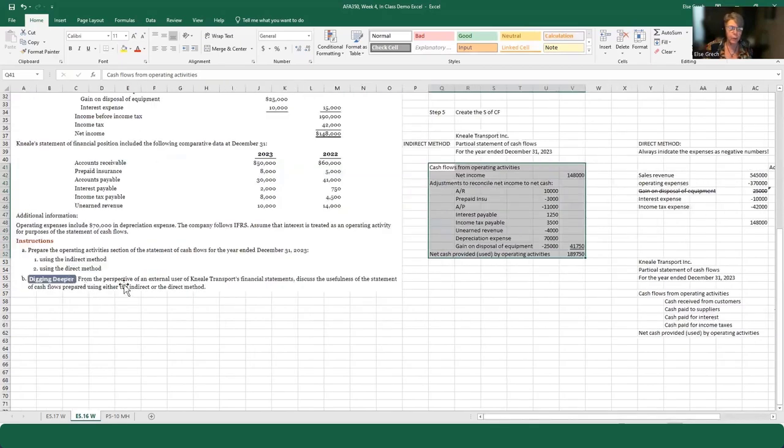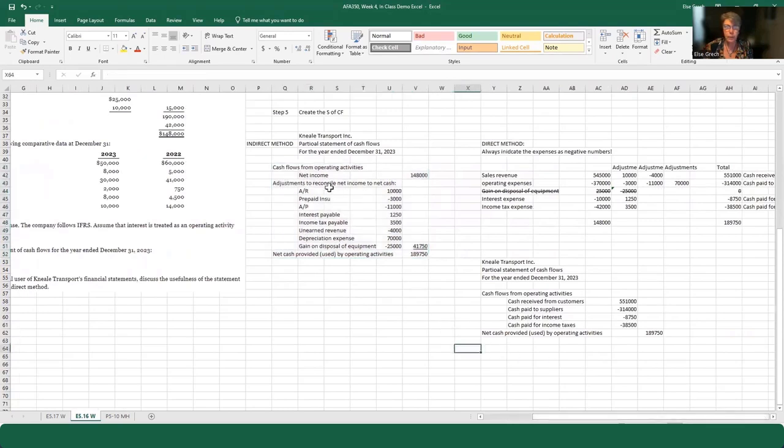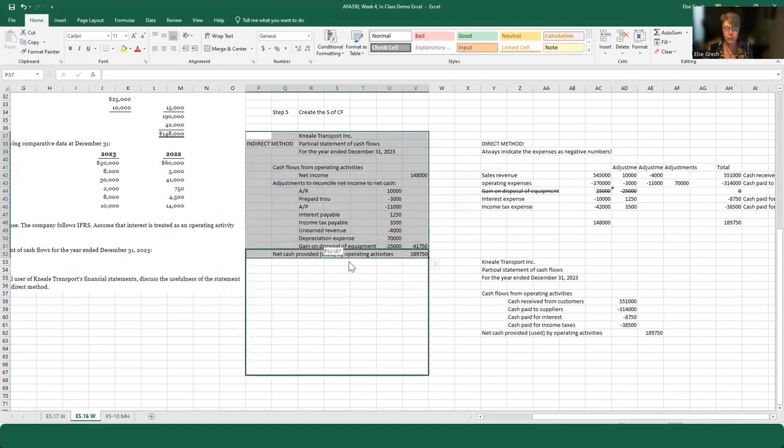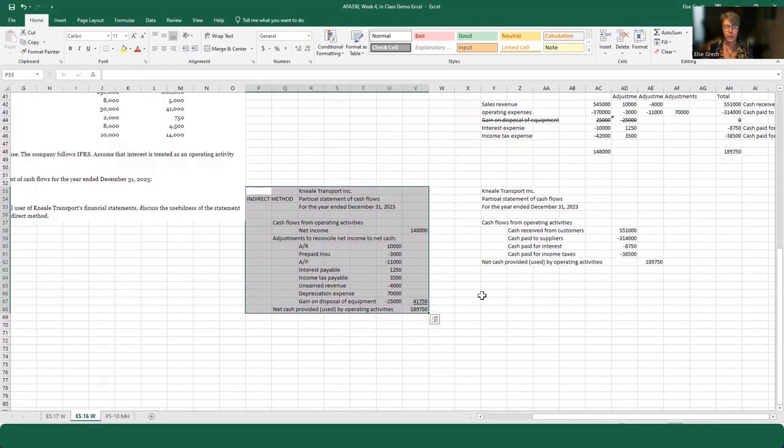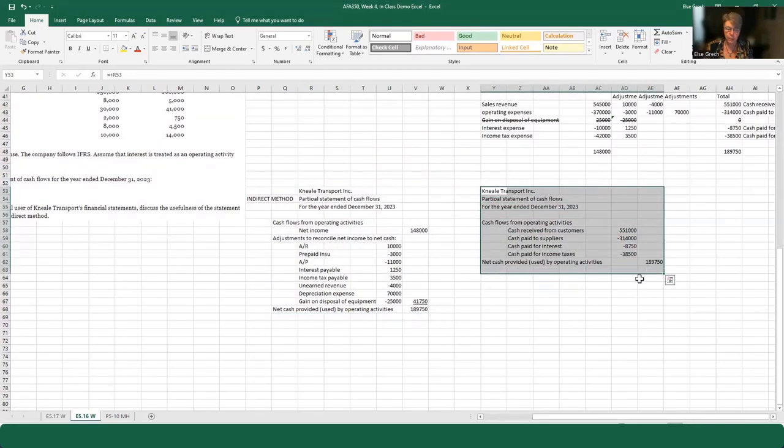It says, from the perspective of an external user of this company's financial statements, discuss the usefulness of the statement of cash flows prepared using either the indirect or the direct method. All right, so let's go back here for a second. I'm going to bring this down so that we're comparing apples to apples right next to each other. So we see this is the indirect method. This, of course, is the direct method.